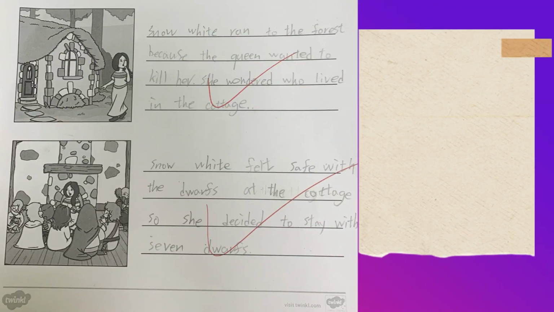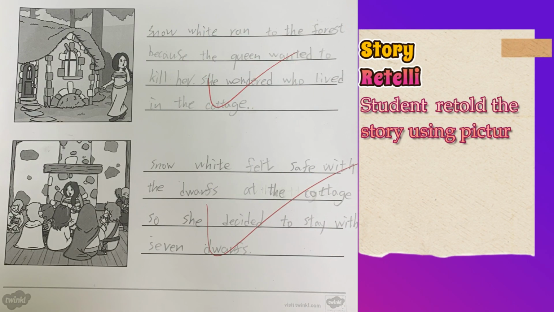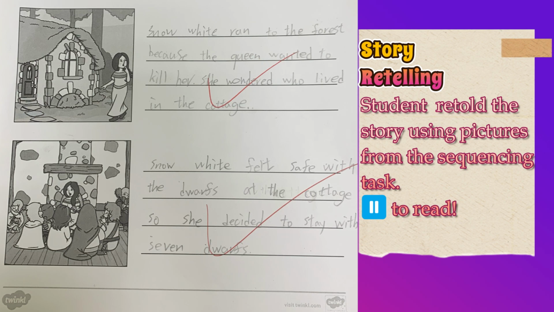So that is the first half of the story. The student was asked to retell the story based on what they learned, what they understood, and write it down in the form of a summary. Now let's continue on with the read aloud for the second half.